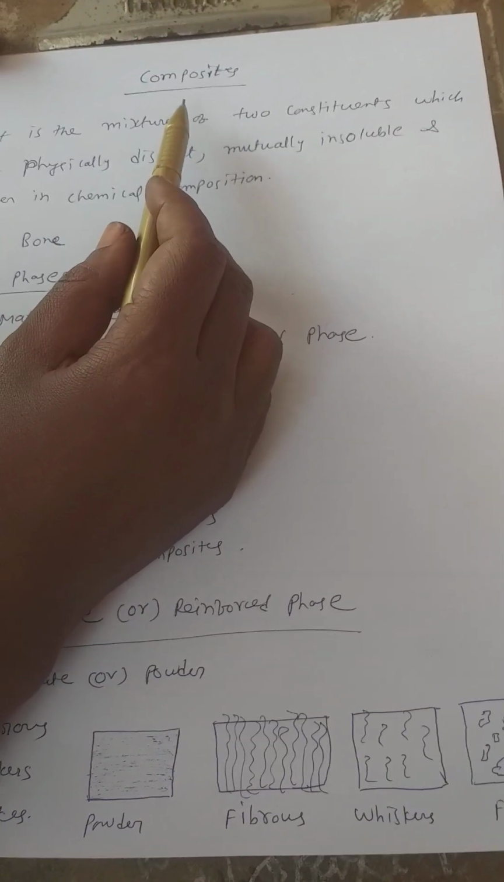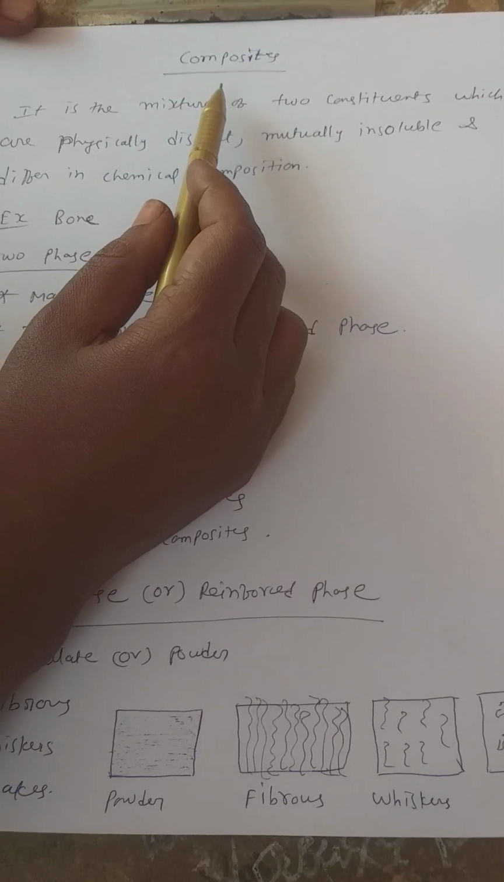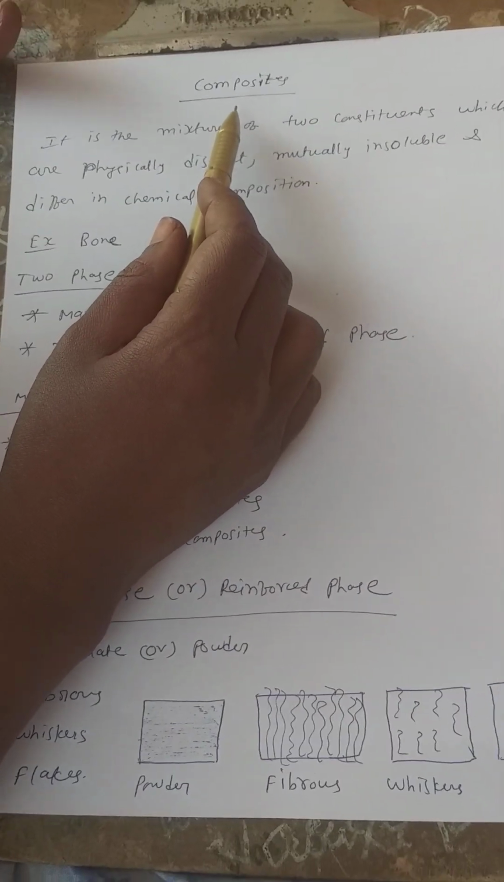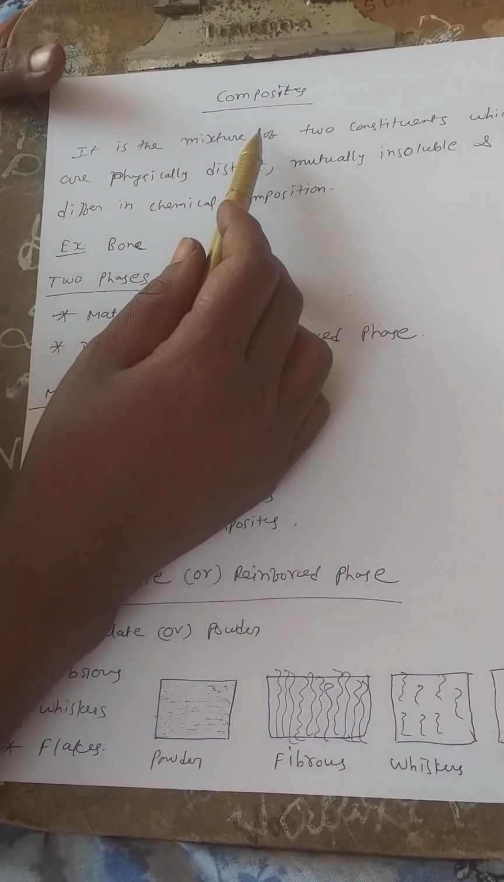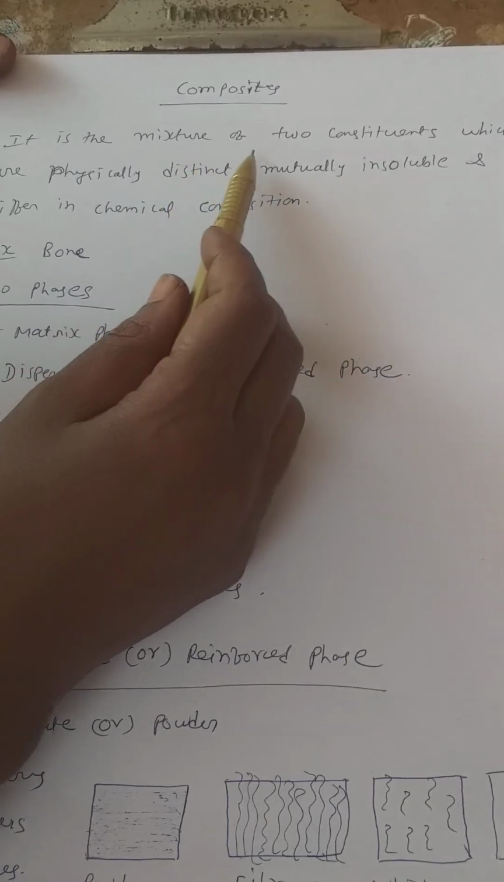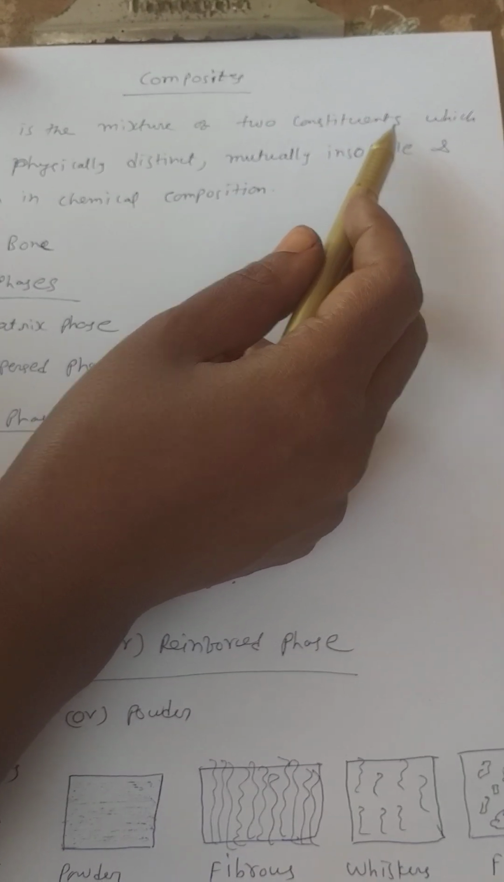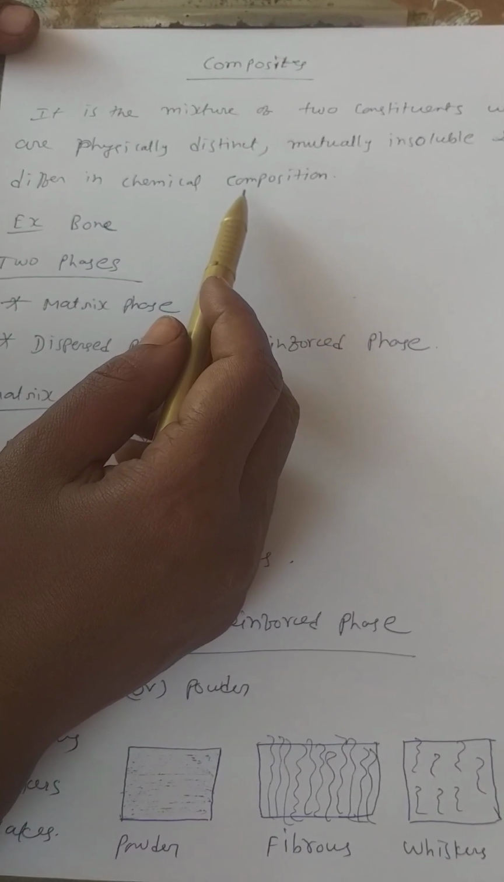Composites. The topic is composite. Composites are a new class of engineering material which is used for construction or production of structures and materials. It is defined as the mixture of two or more constituents, and the mixed constituents are physically distinct, mutually insoluble, and differ in composition with each other.